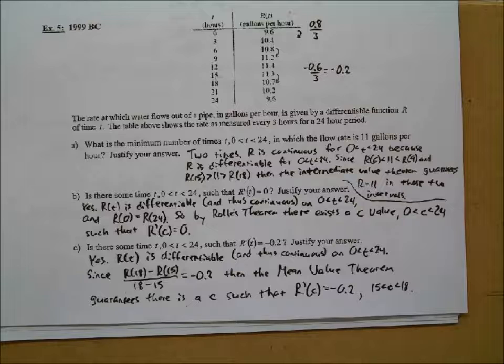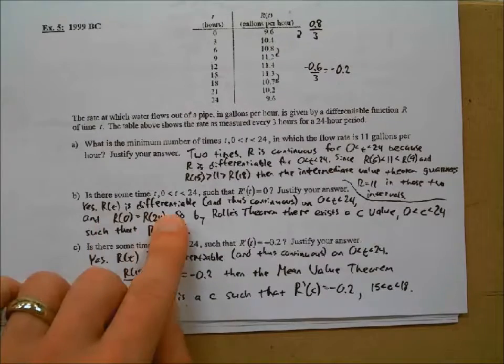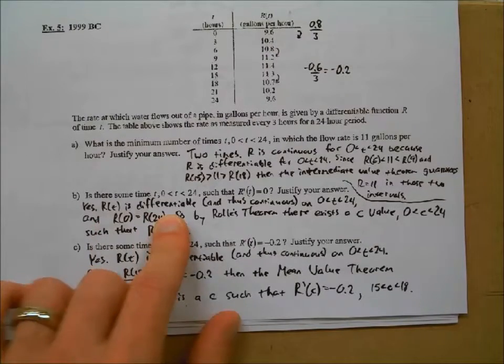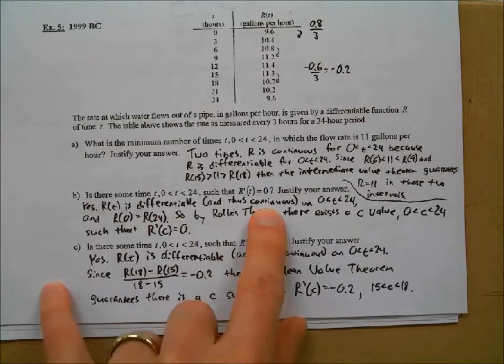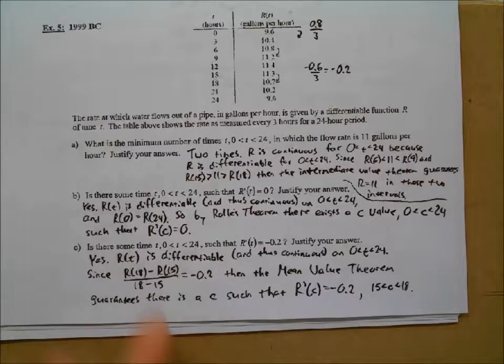So what are the conditions for Rolle's theorem? There are 3. One, the function must be differentiable. We know that already, that it is. We also know the function must be continuous, and it is, again, because it's differentiable, it's also continuous. And finally, the endpoints must be the same value. So the endpoints of your interval must be the same value.